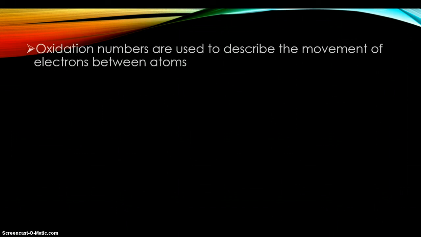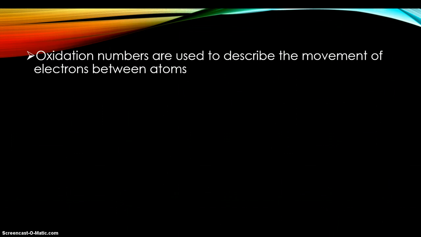So first of all, let's answer the question, what are oxidation numbers? Basically, they're used to describe the movement of electrons between atoms. Last chapter, we talked a lot about chemical bonding, and we saw how electrons can move between atoms in an ionic bond, how they can be transferred away from the metal to the non-metal. And as a result, you get ions created from that.